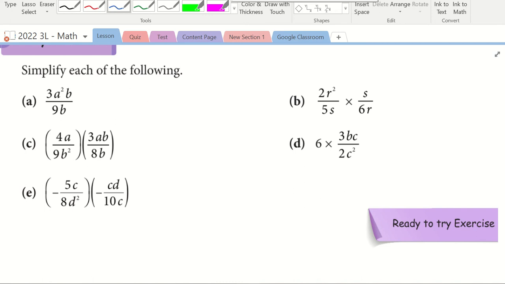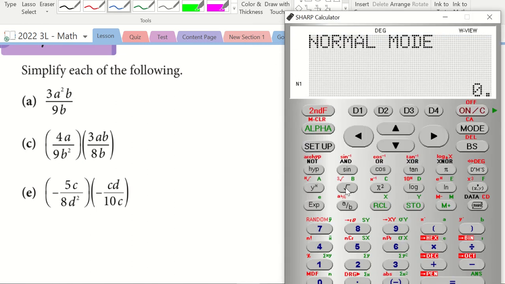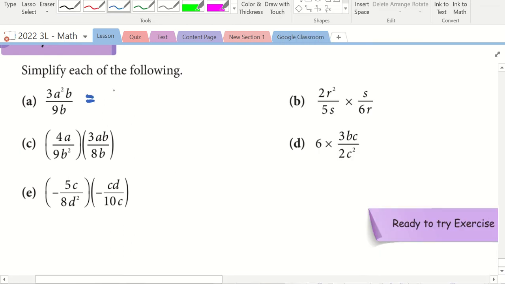In the previous question, if you have numbers in fraction, just use the calculator. But some of you don't need to, but never mind. I use my calculator. So I have 3 over 9. Press equal. Alright? So I have 1 over 3. So let me write down, because I need to reduce to 1 over 3.